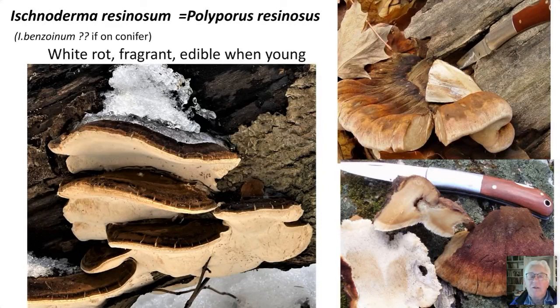It will go by this name when it's on hardwood. On softwood, it's probably called benzoinum, if it's on conifer, but many people say they're the same species. It causes a white rot. It's very fragrant, tender, and when it's young, it's edible. Down here, you can see where the little tiny pores are growing, but this is edible. I have never eaten that, and I think I've missed an opportunity to try it. I think I'll try it again.